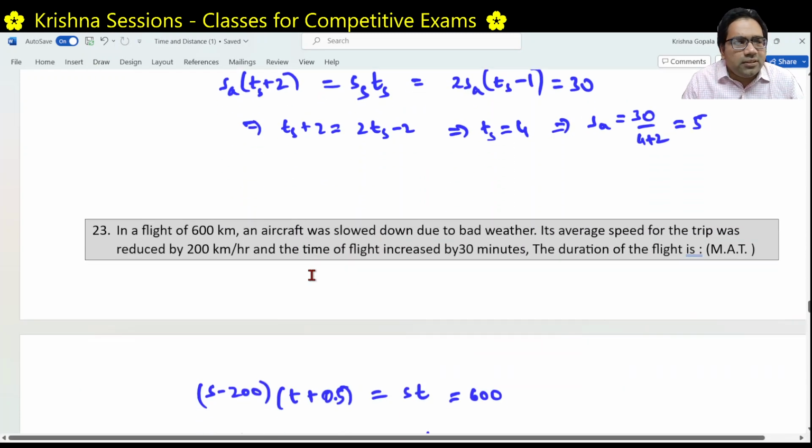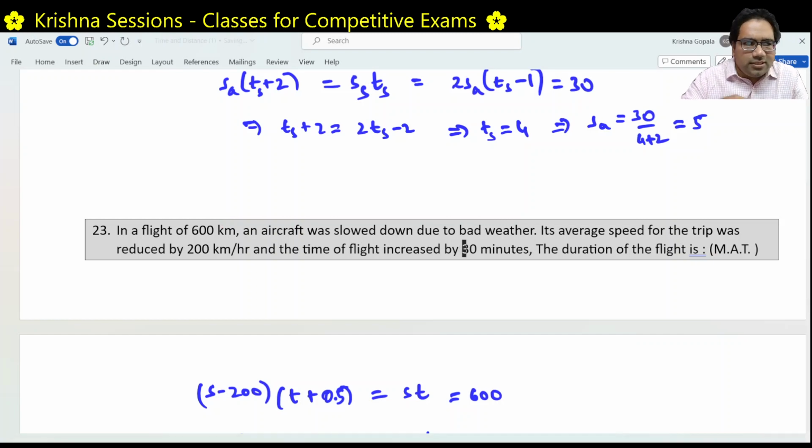Right. Next one. In a flight of 600 kilometers, an aircraft was slowed down due to bad weather. Its average speed for the trip was reduced by 200 kilometers. Right. And the time of flight increased by 30 minutes. The duration of the flight is how much? Okay, here also the distance is common. Distance is same. Flight, whether in normal conditions or in bad weather conditions, it still has to travel the same distance. It still has to reach the destination, right? It cannot stop in air. Bad weather, it will slow down, but still it has to cover the distance.